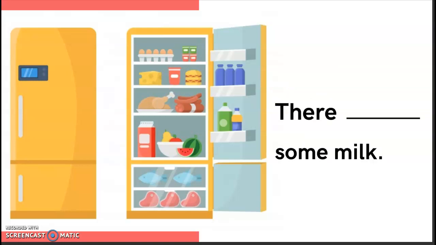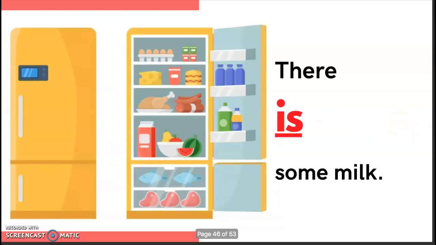There some milk. Can you see milk? Here we have the milk. So what are we missing? There is some milk. There is some milk. Very good.